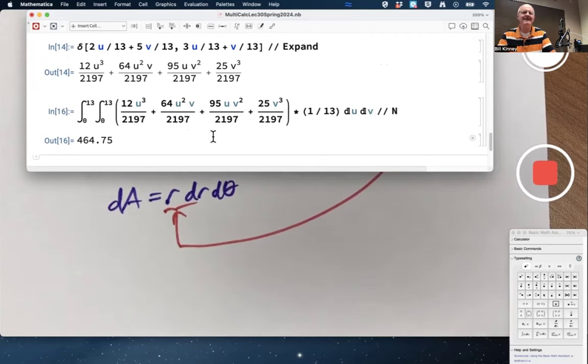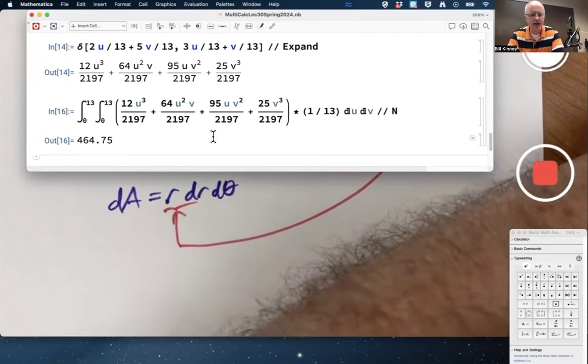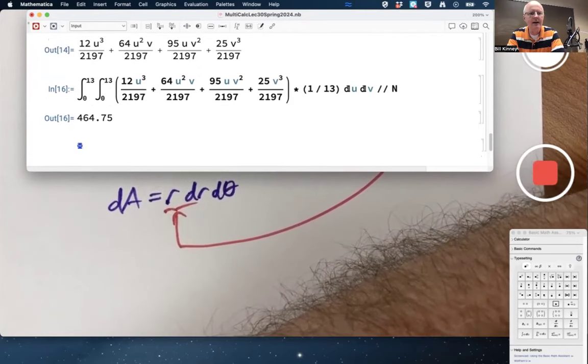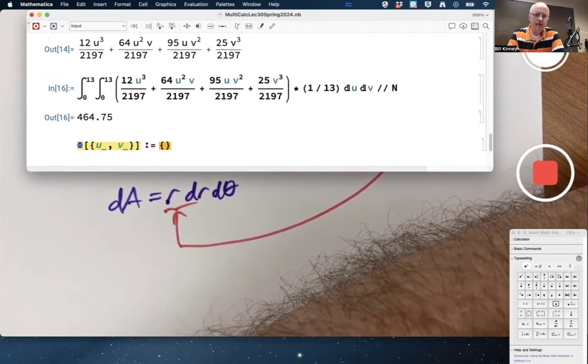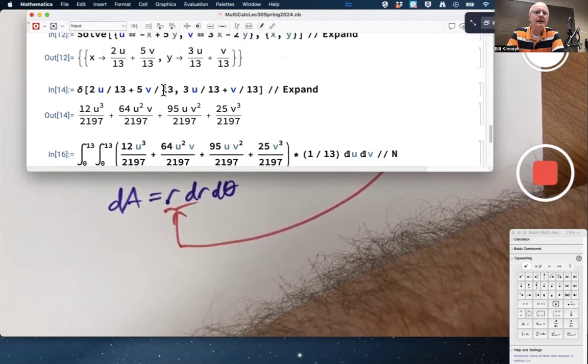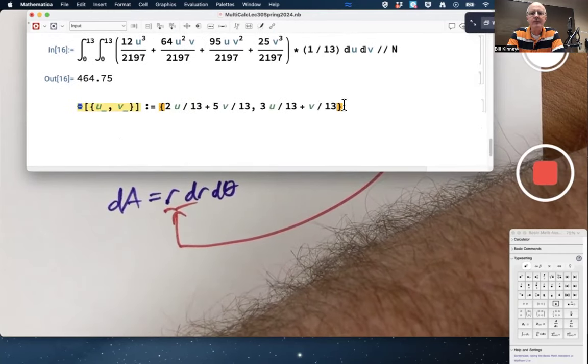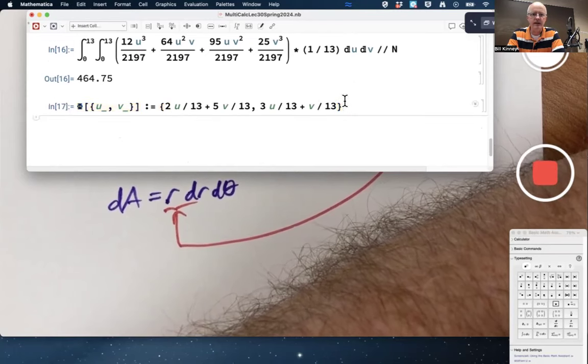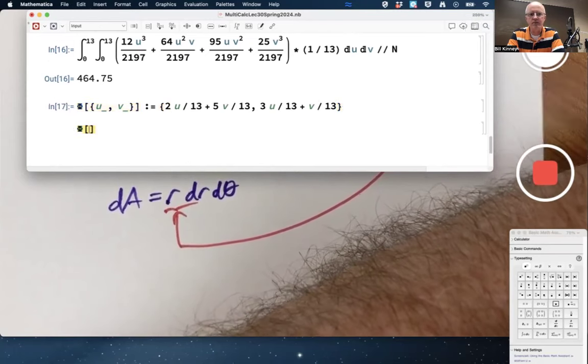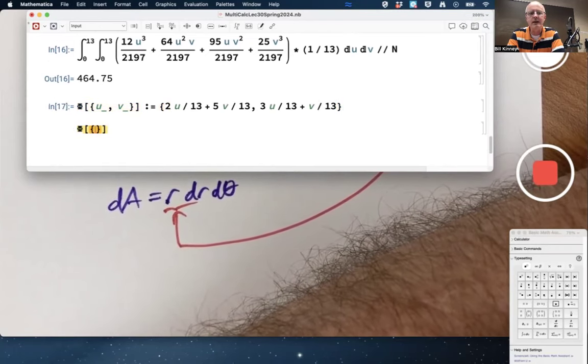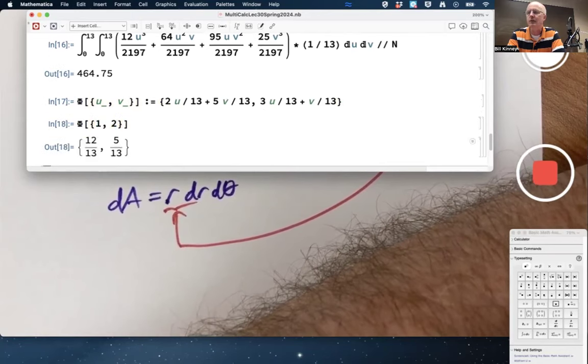Yeah? I'm going to use a capital phi. For example, this thing here, that's a function of u and v. By the way, you can certainly plug points into this, like what is its value when u is 1 and v is 2? It's 12/13ths, 5/13ths.